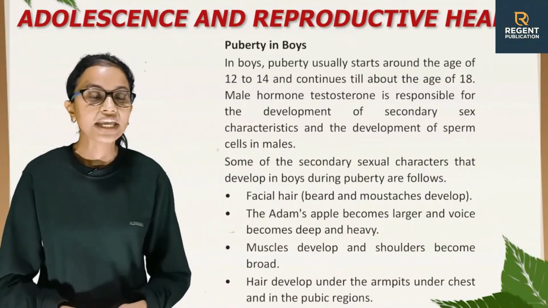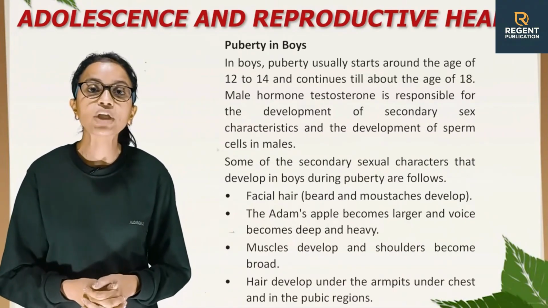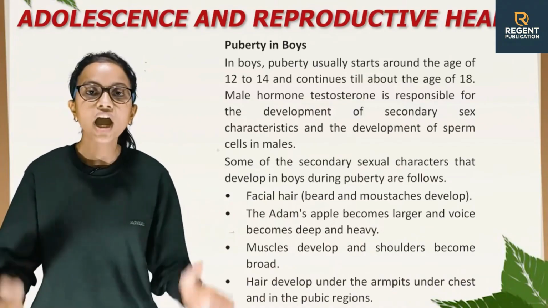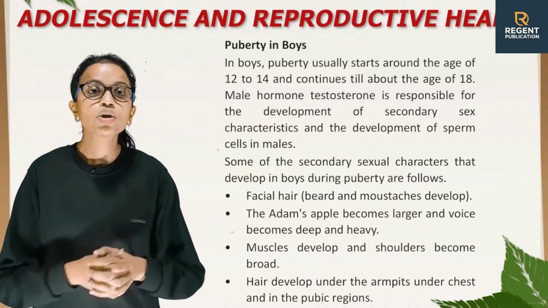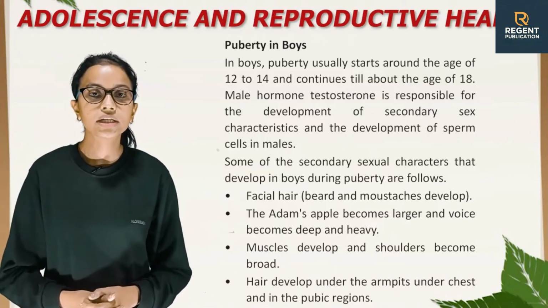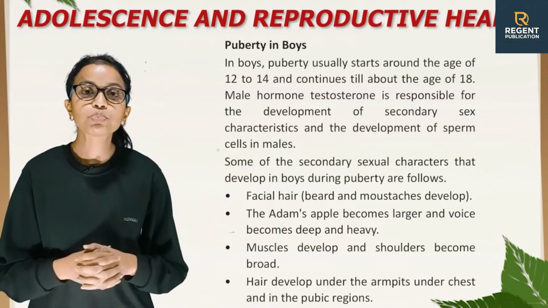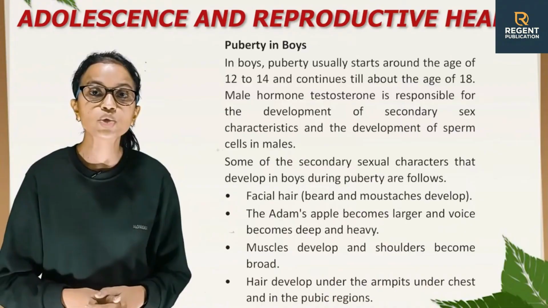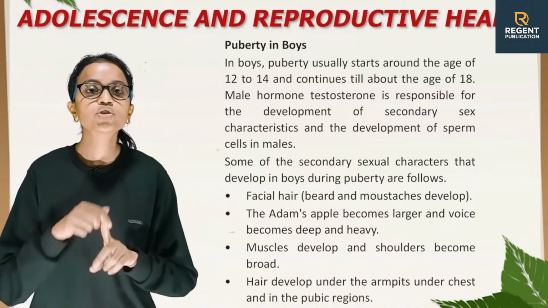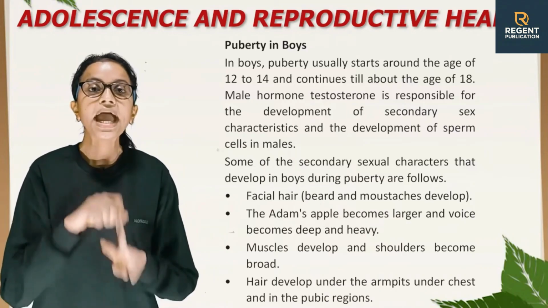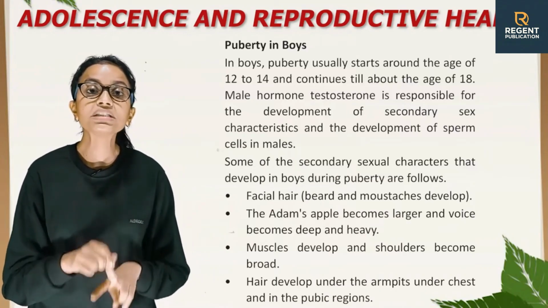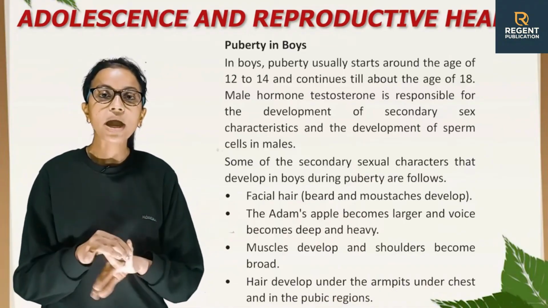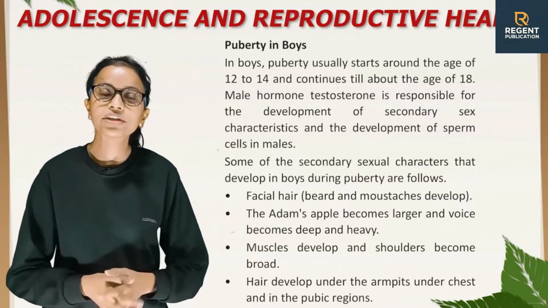Puberty in boys. In boys, puberty usually starts around the age of 12 to 14 and continues till about the age of 18. The male hormone testosterone is responsible for the development of secondary sexual characters and the development of sperm cells in males. Some of the secondary sexual characters that develop in boys during puberty are as follows. Facial hair, beard and mustache develop. The Adam's apple becomes larger and the voice becomes deep and heavy. Muscles develop and shoulders become broad. Hair develops under the armpits, on the chest and in the pubic regions.